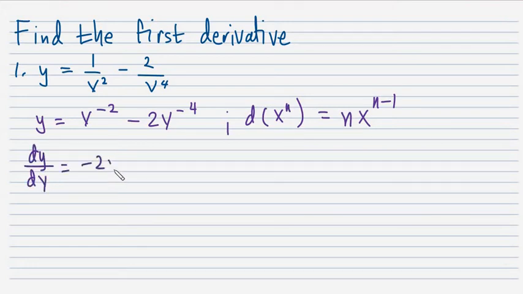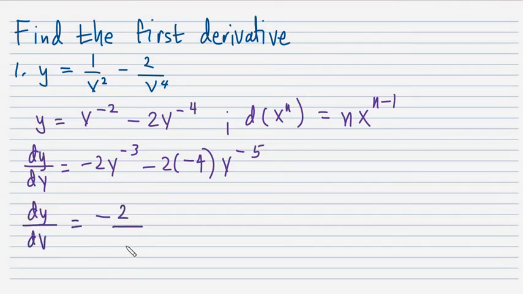So negative 2v, negative 2 minus 1 is negative 3. Then negative 2 times negative 4 is positive 8, and v raised to negative 5. Simplifying our answer, this will now be negative 2 over v raised to 3 plus 8 over v raised to 5. And that would be our final answer for problem number 1.